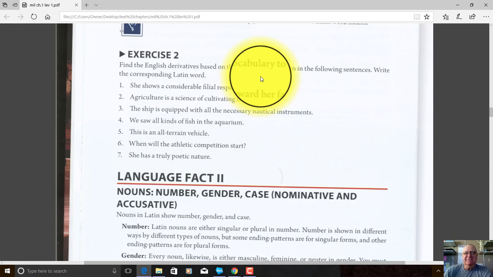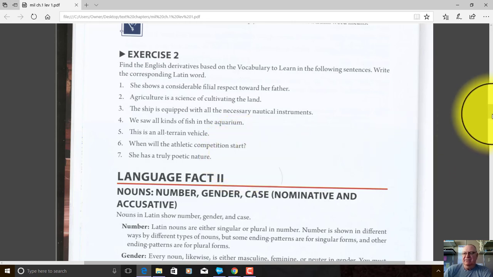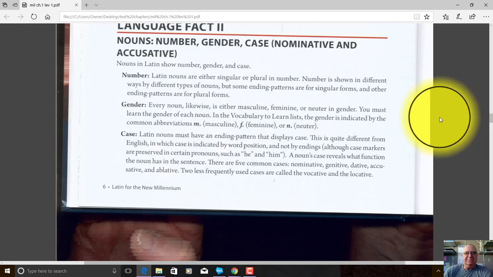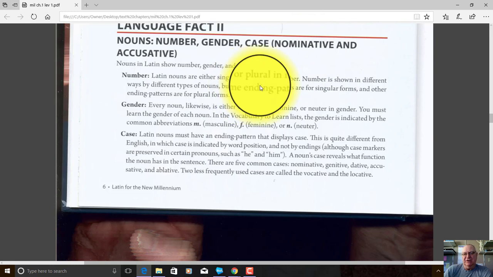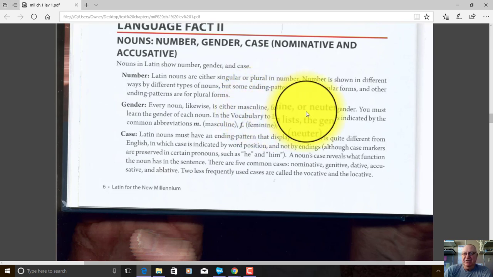Find the English derivatives here in exercise 2. That's fairly easy; you just write them out there. And number, gender, and case are very important for the nominative and accusative. Number refers to singular or plural. That's all there is to it. Gender refers to masculine, feminine, or neuter. Every noun has been assigned a gender, and they have this in Italian, French, and Spanish too.